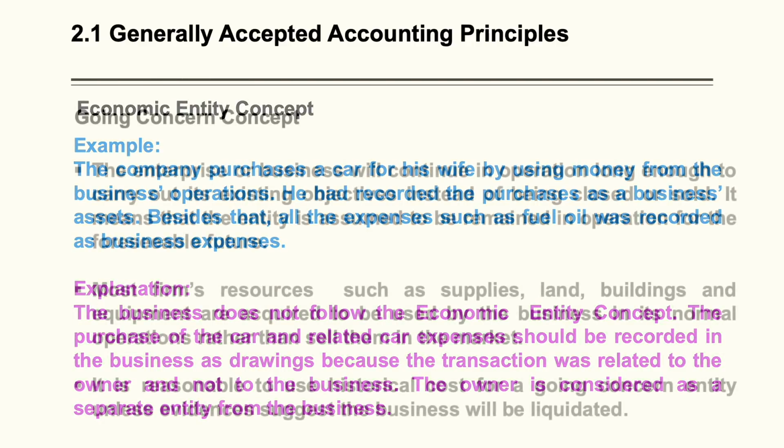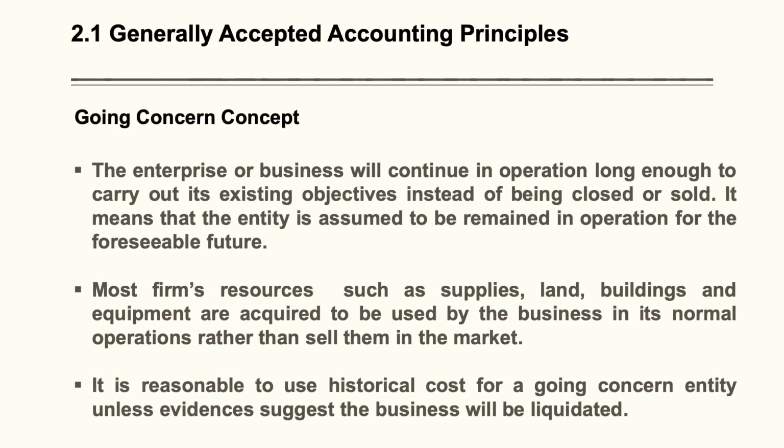Now let us go to another concept, the going concern concept. According to this concept, the enterprise or business will continue in operation long enough to carry out its existing objectives instead of being closed or sold. It means the entity is assumed to remain in operation for the foreseeable future. Most firm resources such as supplies, land, buildings and equipment are acquired to be used by the business in its normal operation rather than sold in the market. So it is reasonable to use historical costs for a going concern entity unless evidence suggests the business will be liquidated.